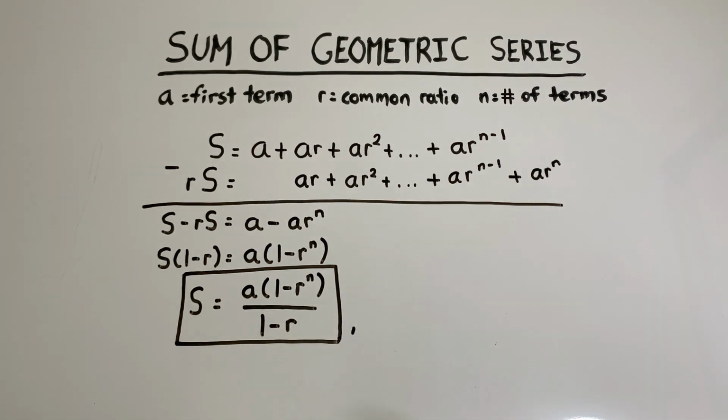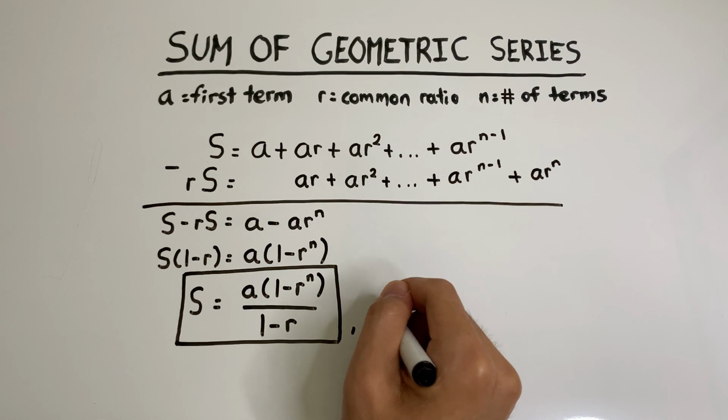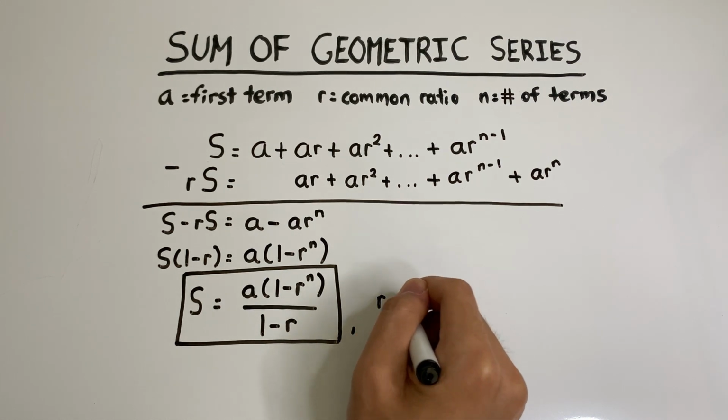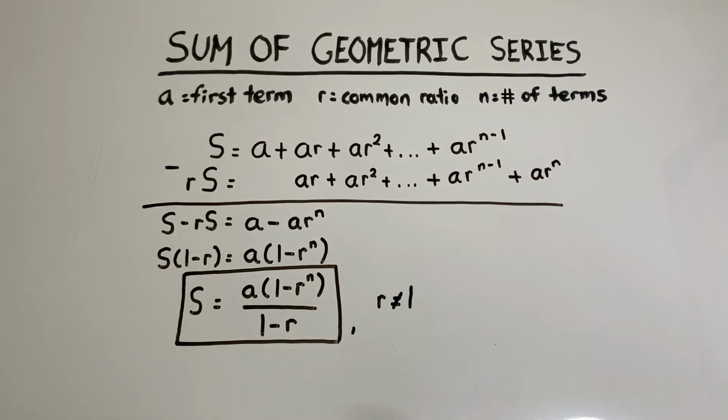And it should be noted that there is one condition. Since we are not allowed to divide by 0, of course, the common ratio cannot equal 1. So now we really understand where the formula for the sum of a geometric series comes from. So if we ever forget, we can always do it again.